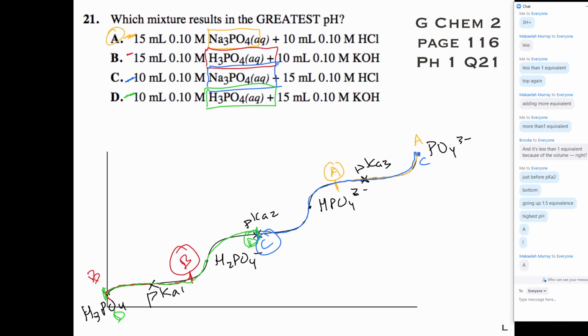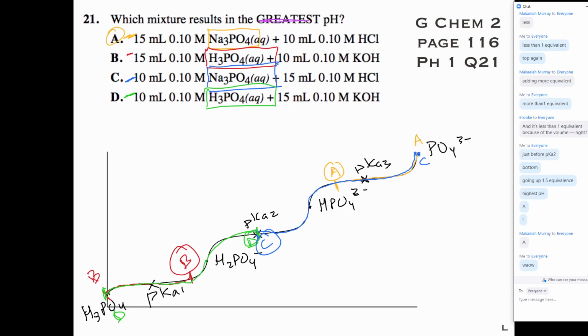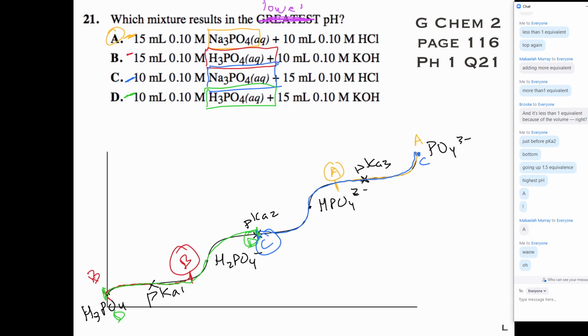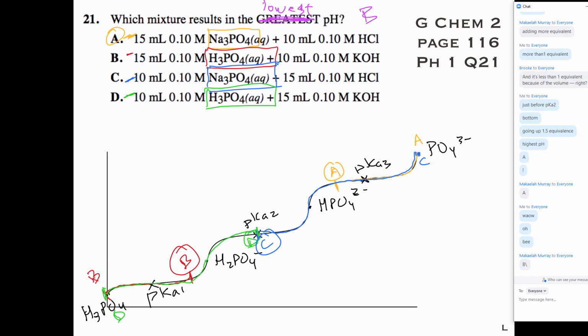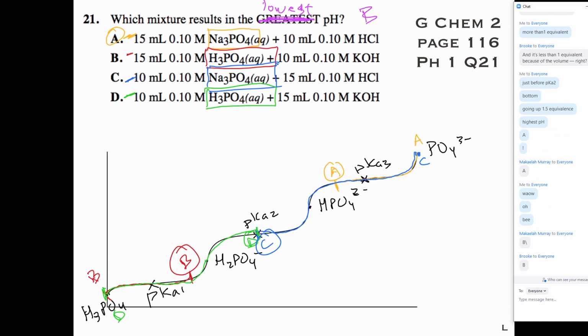A is an awesome. Okay, so I'm going to mess with you because I'm mean and evil. What if it would have said lowest pH? What would the answer have been? B is in beautiful, perfect. So does this make some semblance of sense?